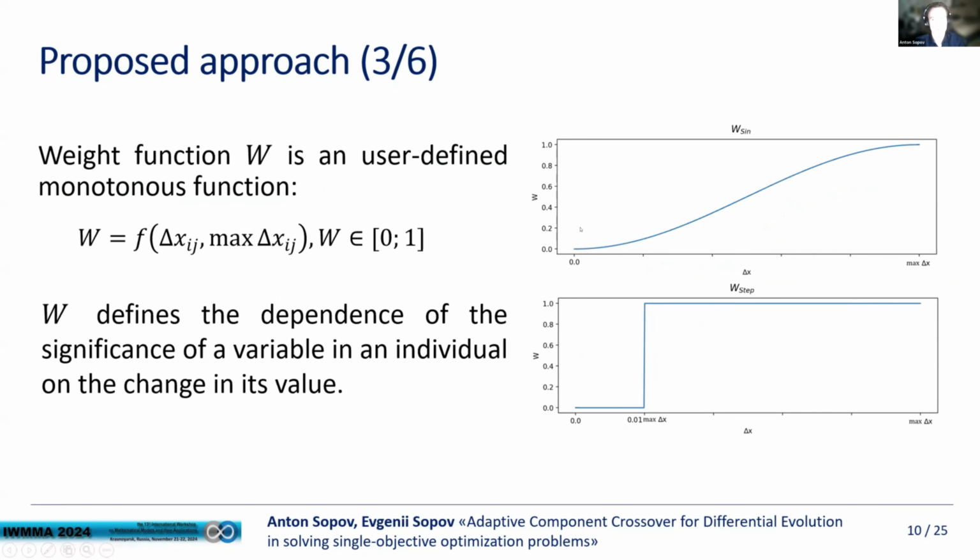So if the change is low, near 0, then we give it a small weight. Or if it is high, then we give it more weight. These are two variants of implementing the weight function. Of course, it can be tuned, or it is possible to propose a completely new method.